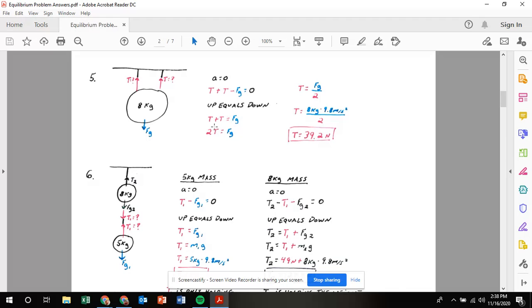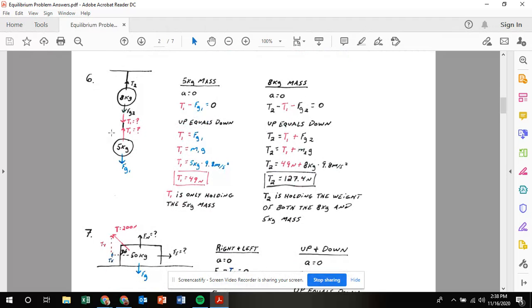T plus T is 2T equals force of gravity. So if I'm solving for tension, I just have to divide by 2. And the mass times 9.8 divided by 2 gets me 39.2 newtons for each tension pulling up on this thing.